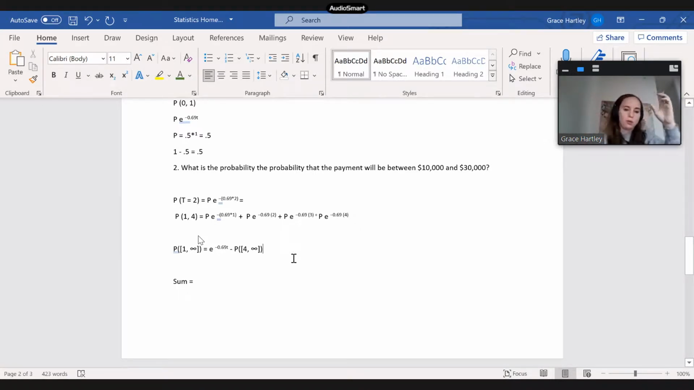Yep. That makes sense. And it's very easy to use this formula because you can just plug in the number. It's just e to the power of negative 0.69 times 1, minus e to the power of negative 0.69 times 4. And then it's okay.